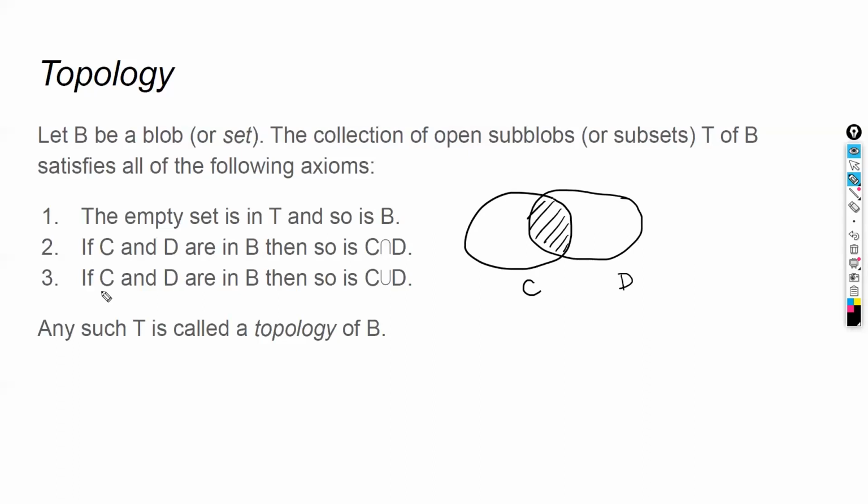Likewise, thirdly, if C and D are in T, then so is C union D. So if C is open and D is open, their union, this set here, is also considered open. Any collection that satisfies these three things is called a topology of B. Topology just means a collection of open sets satisfying these three rules. You'll see these three rules come up over and over again for the rest of the course.